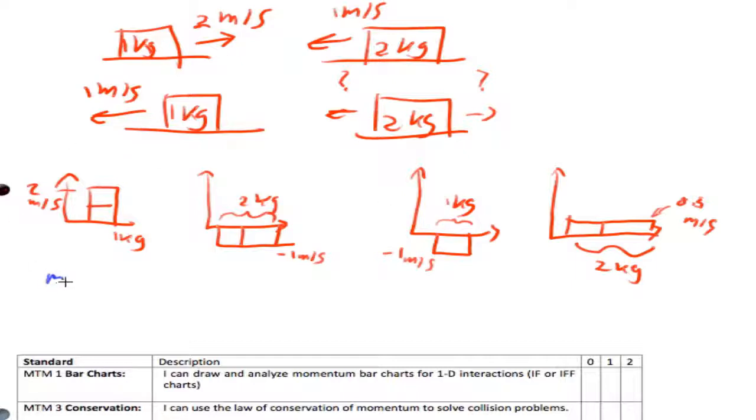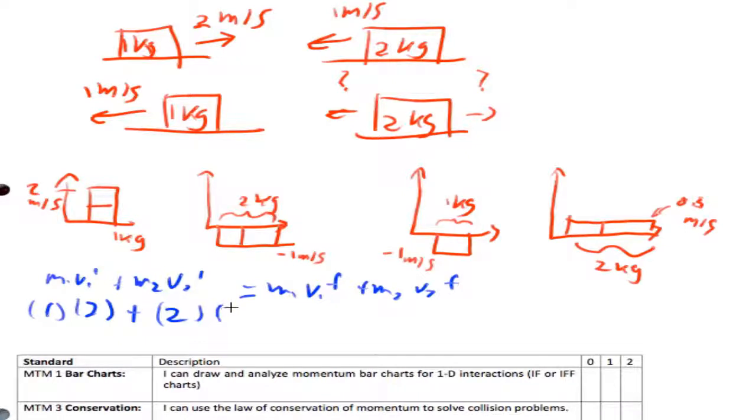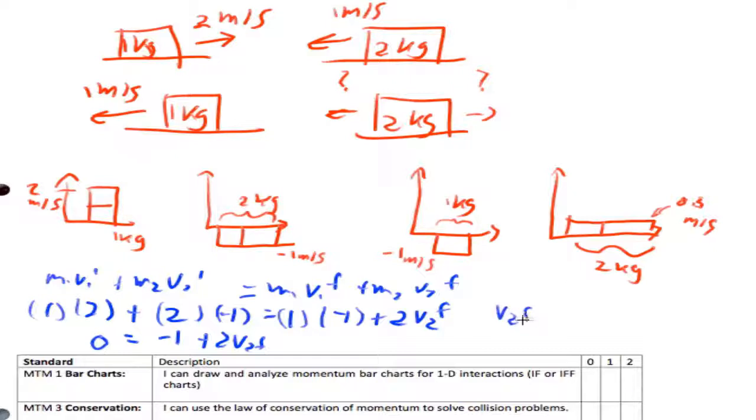So we're going to have M1V1 initial plus M2V2 initial equals M1V1 final plus M2V2 final. Put in our numbers. 1 times 2 plus 2 times negative 1 equals 1 times negative 1 plus 2 times V2 final. So this ends up being 0 equals negative 1 plus 2 V2 final. And so when I solve, I'm going to get V2 final equals 0.5 meters per second to the right. So that's appraisal 1, problem 3.